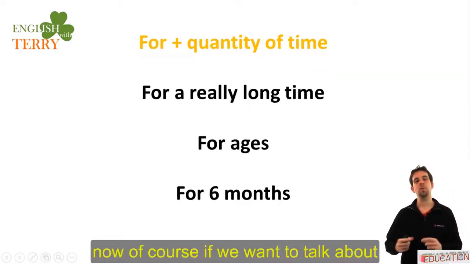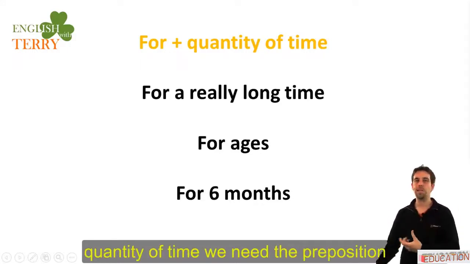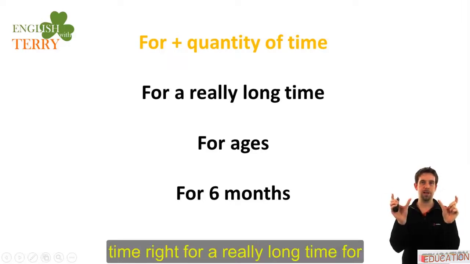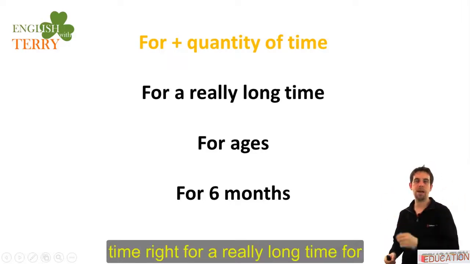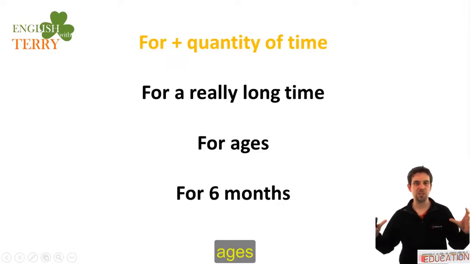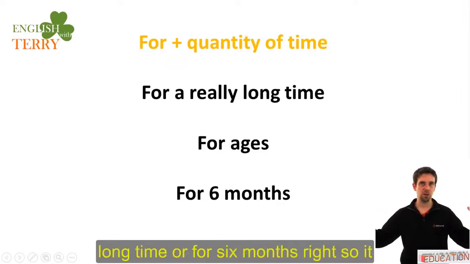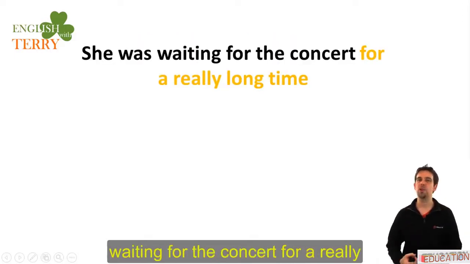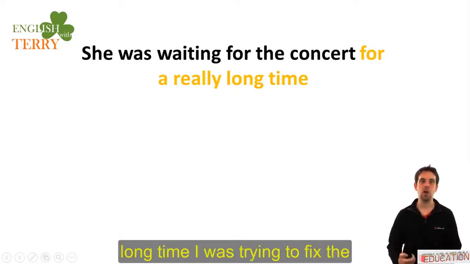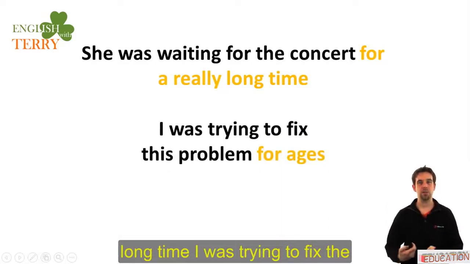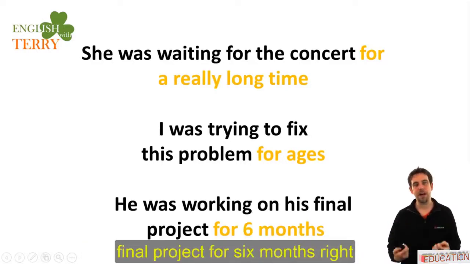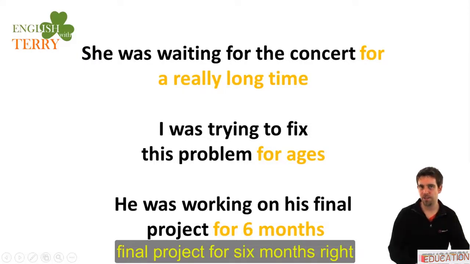Now, of course, if we want to talk about quantity of time, we need the preposition for. It's always for and the quantity of time, right? For a really long time, for ages, which is an expression for a long time, or for 6 months, right? So it's the for and quantity of time. She was waiting for the concert for a really long time. I was trying to fix the problem for ages. He was working on his final project for 6 months, right?